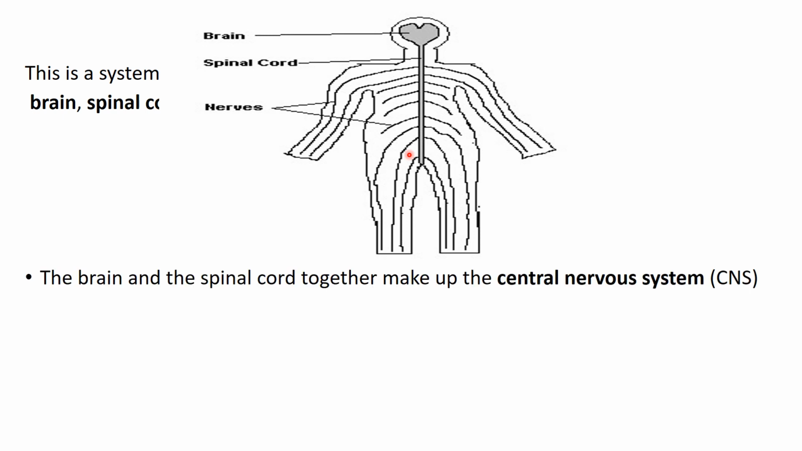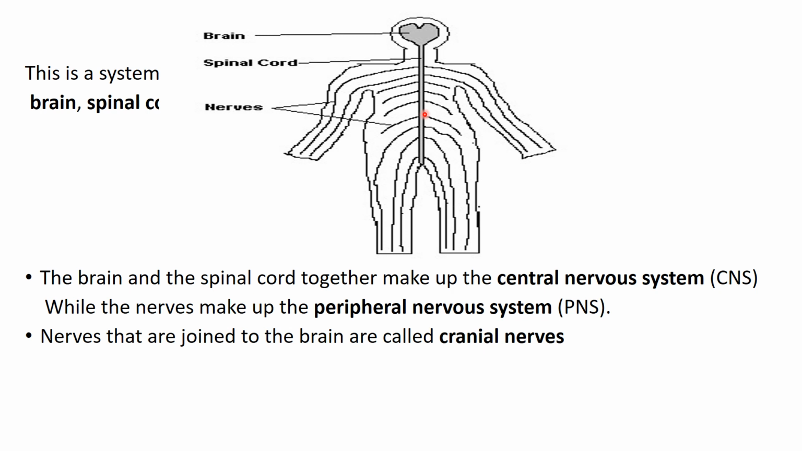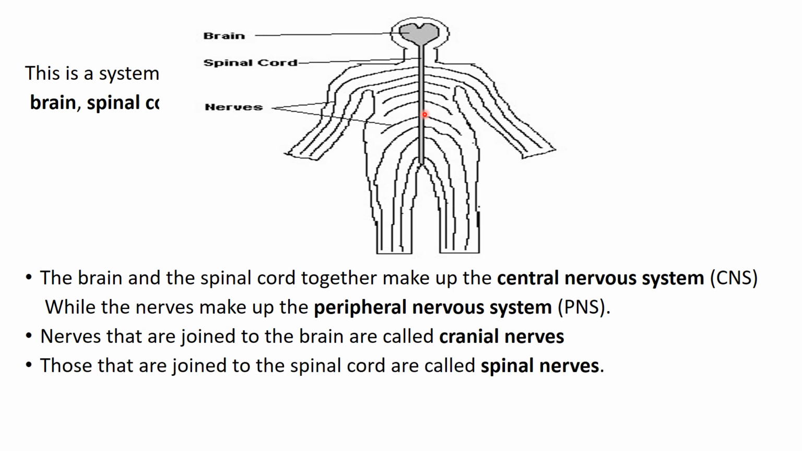So the brain and the spinal cord together make up what is called the central nervous system. So the brain and the spinal cord make up the CNS, or the central nervous system. Well, the nerves make up what is called the peripheral nervous system, or PNS. So nerves that are joined to the brain are called cranial nerves. Well, those which are joined to the spinal cord are called spinal nerves. So normally, when you see the word cranial, you have to know it has to do with the brain or the head. So we're going to be meeting this word again. Okay, so that's it.